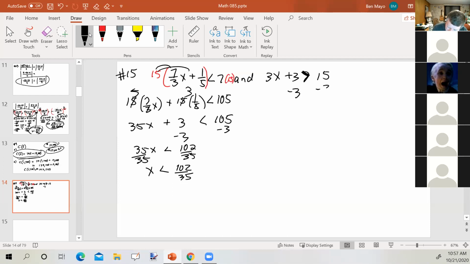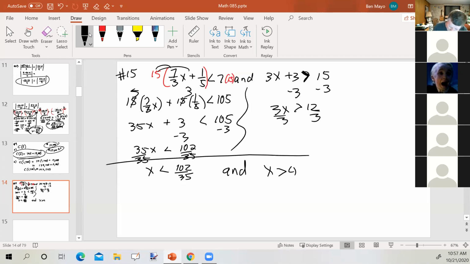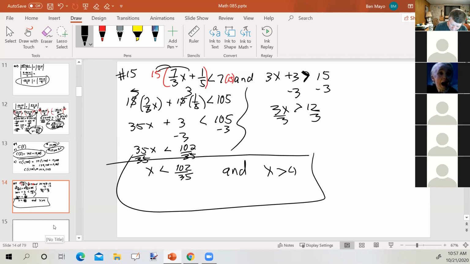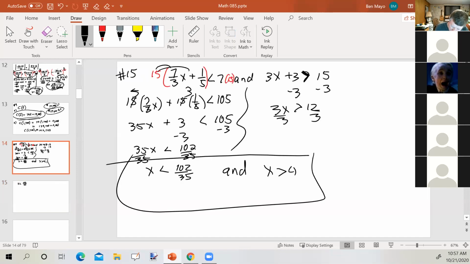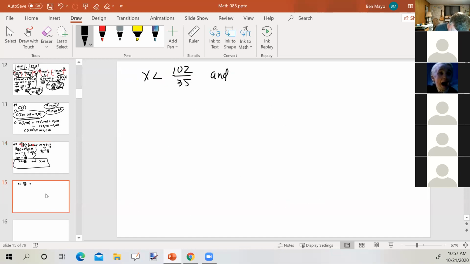Okay, 3x plus 3 greater than 15. So subtracting 3 from both sides, 3x greater than 12, divide by 3, x greater than 4, bring down this and. So here's what we're going to deal with right there. That's not the answer. That's kind of the start of the problem. I'm going to take that and recopy it on the next page so I have a full page to work with. 102 over 35. So x is less than 102 over 35, and x is greater than 4.